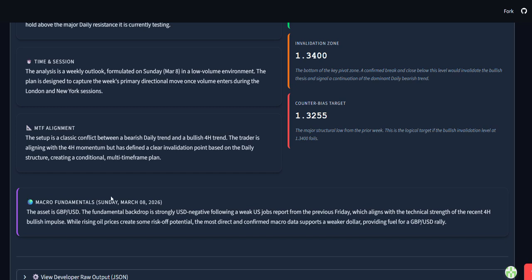The macro fundamentals: the asset is pound USD, the fundamental backdrop is strongly USD negative following a weak US jobs report from previous Friday, which aligns with technical strength of the recent 4H bullish impulse, while rising oil prices create some risk of potential. The most direct and confirmed macro data supports a weaker dollar, providing fuel for a pound USD rally.